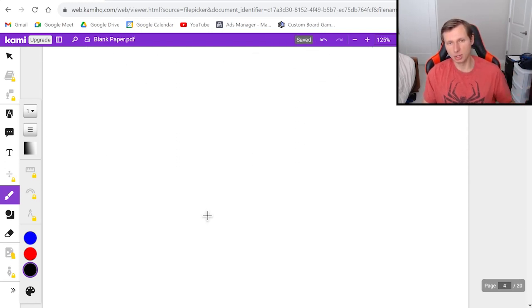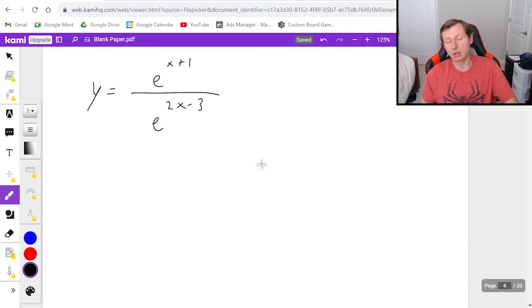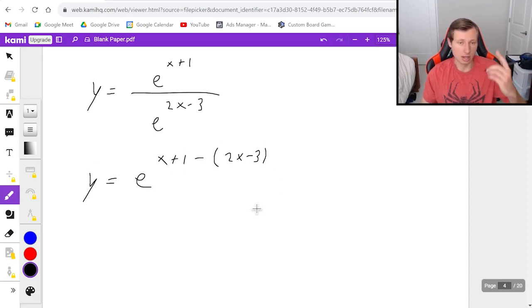And now for just one more. Here's the last one. Y equals numerator e to the x plus 1 power, denominator e to the 2x minus 3 power. And remember, we're using properties of exponents here. What do we do when we divide with the same base? That's right, kids, we subtract the exponents. Very good. So that means it's going to be e to the power of x plus 1 minus the quantity 2x minus 3. Very important that you put that in parentheses. It tells us we need to distribute the negative to both terms.